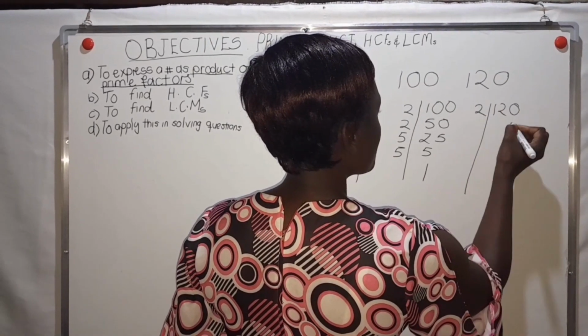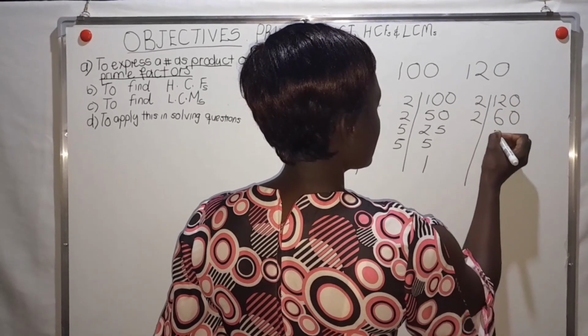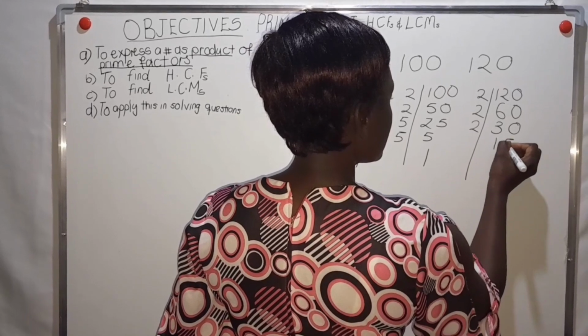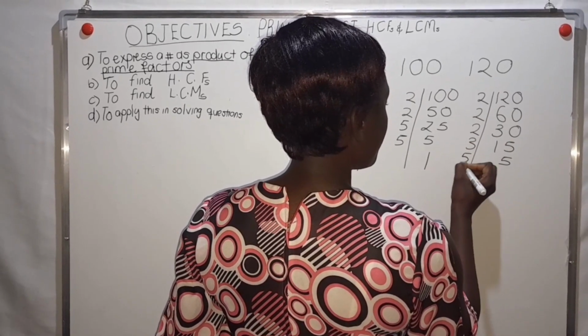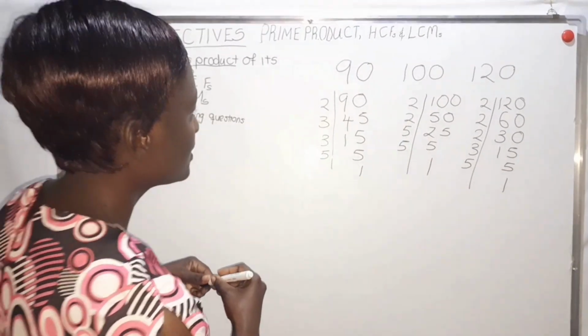Then 120. 2 into 120, we get 60. 2 into 60, we get 30. 2 into 30, we get 15. 3 into 15, we get 5. 5 into 5, we get 1. So we want to write this down.